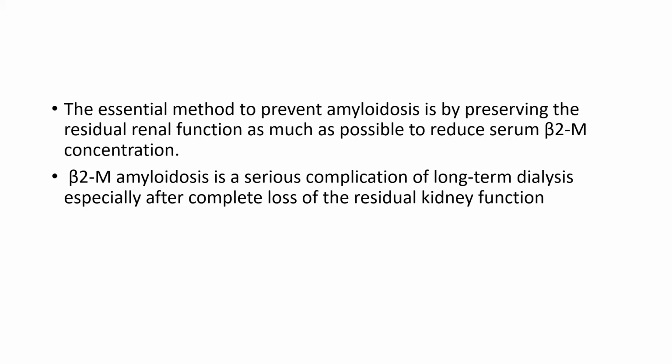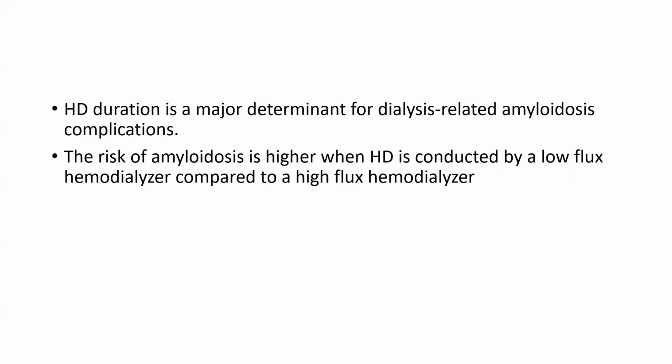The essential method to prevent amyloidosis is by preserving the residual renal function as much as possible to reduce the serum beta 2 microglobulin concentration. Beta 2M amyloidosis is a serious complication of long-term dialysis, especially after complete loss of residual kidney function. HD duration is the major determinant for dialysis-related amyloidosis complication. The risk of amyloidosis is higher when HD is conducted by a low flux hemodialyzer compared to a high flux hemodialyzer.